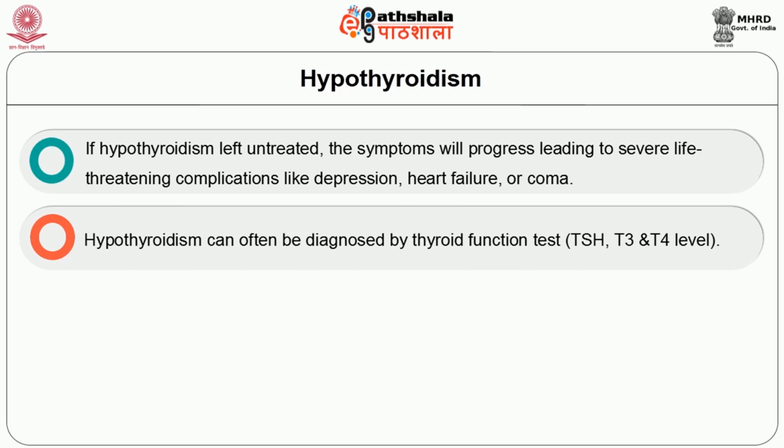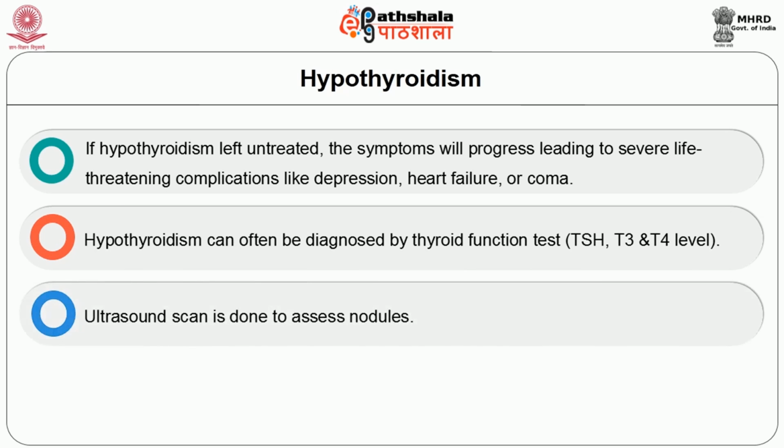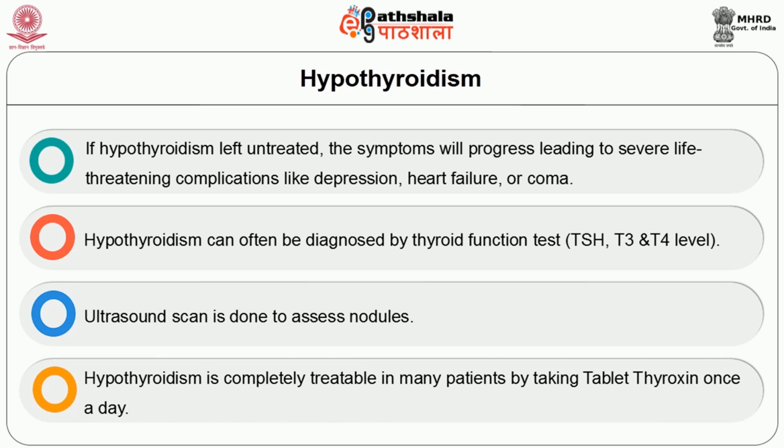Hypothyroidism can often be diagnosed by thyroid function tests. That is, the patient is advised to take thyroid tests like TSH, T3 and T4 hormone levels. And also an ultrasound scan is done to assess the nodule. Hypothyroidism is completely treatable in many patients by taking a drug called thyroxine, that is replacement of thyroid hormone. This drug is to be taken in the morning once a day.